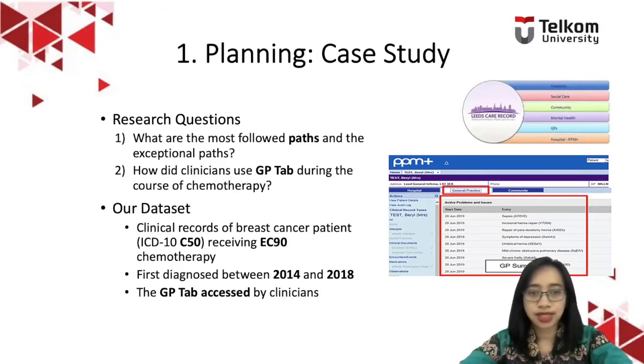As I mentioned before, our data set is clinical records of breast cancer patients receiving EC90 who were first diagnosed between 2014 and 2018 and who had the GP-TAP accessed by clinicians. In the illustration on the right side, we can see how clinicians have the view of the patient during the treatment. Every time the clinicians need to see patient records in different providers, such as GP, social care, and community care, they can go to different tabs to see patient details.